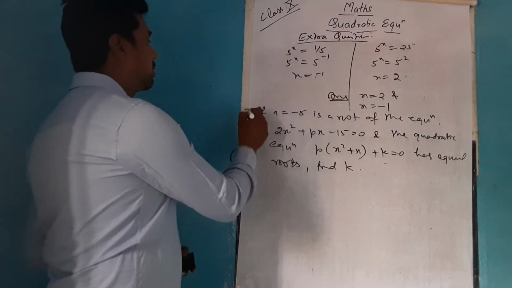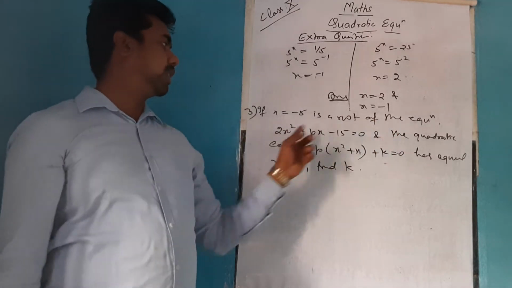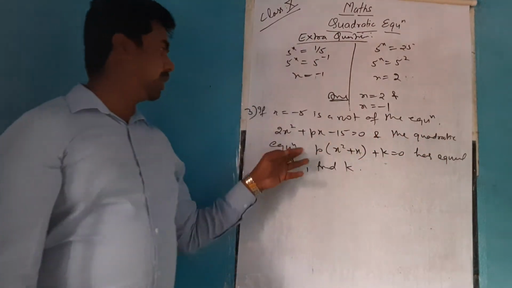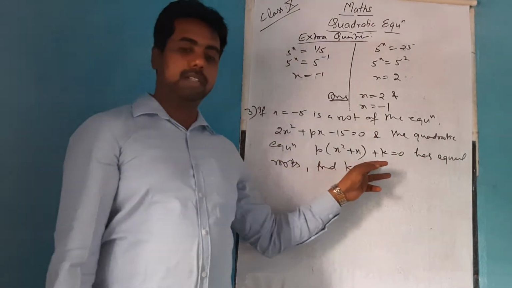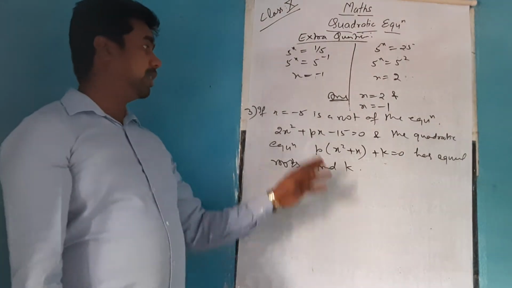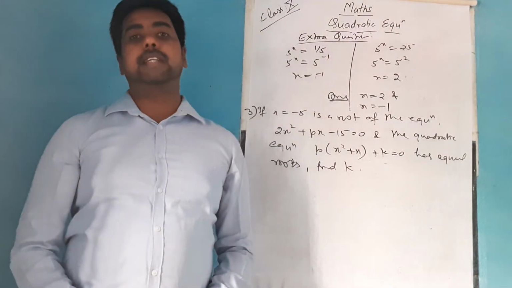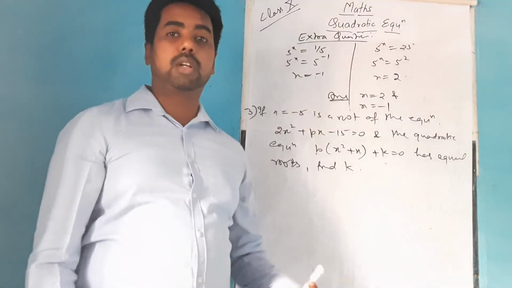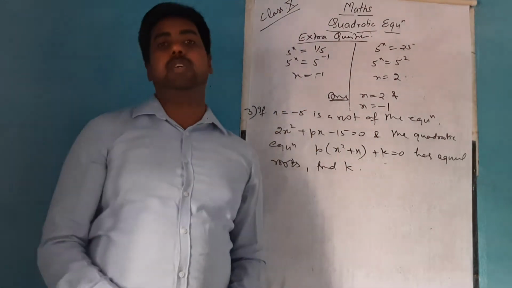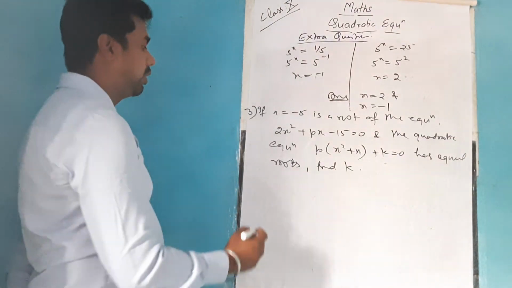This is question number 3. That x = -5 is a root of the equation 2x² + px - 15 = 0, and the quadratic equation p times x² + x + k = 0, then you have to find the value of k. Now when a value is given as a root of the equation, as you have also seen in the second chapter, polynomials, that means this value of x will satisfy the given equation. So we'll simply put the value of x in the given equation and solve.